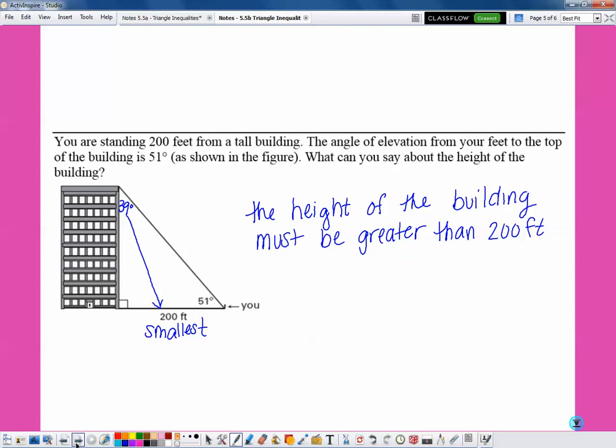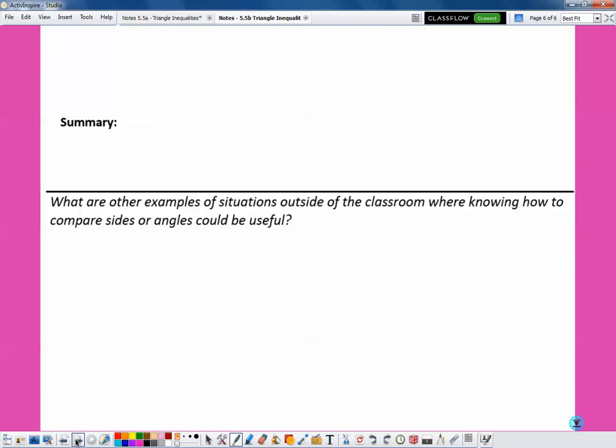Finally, for your summary, what are other examples of situations outside the classroom where knowing how to compare sides or angles could be useful? Write your summary, and we'll see you in class.